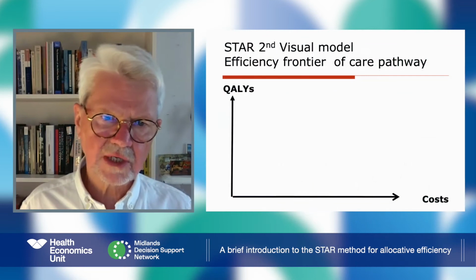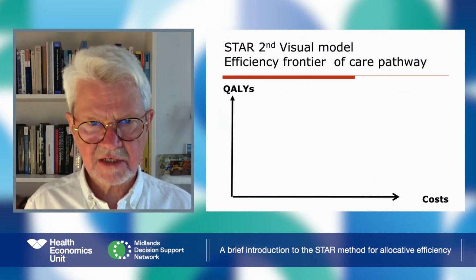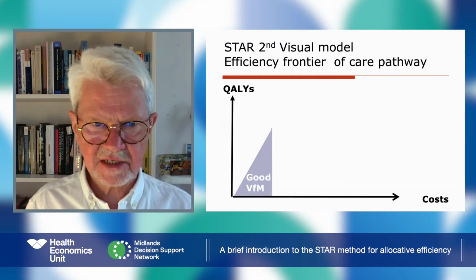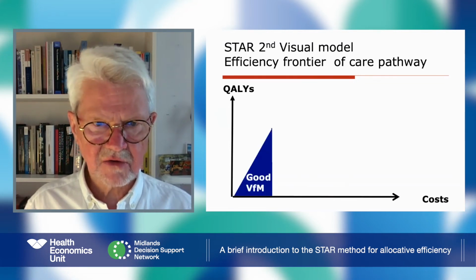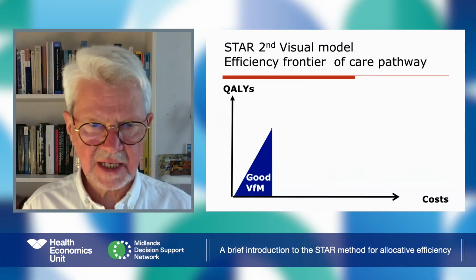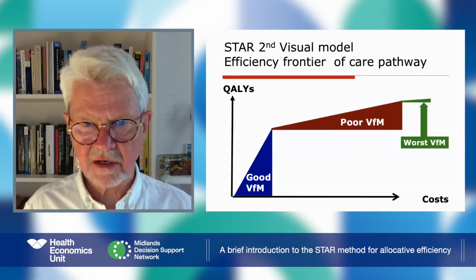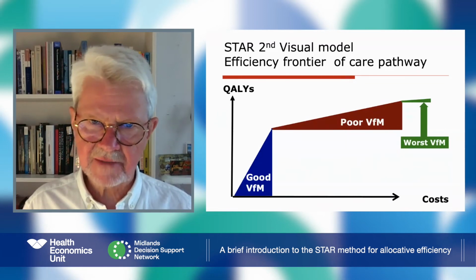The second visual model then is to look across the different components of the care pathway and organise them in terms of the slopes of the triangles, because the slope tells you which ones are giving good and poor value for money. And the great advantage of this diagram is it's very easy to see where you're getting good value for money, as in the blue triangle. You're not spending very much money and getting a vast amount of benefit. In red and green ones, you're spending lots of money and little benefit.